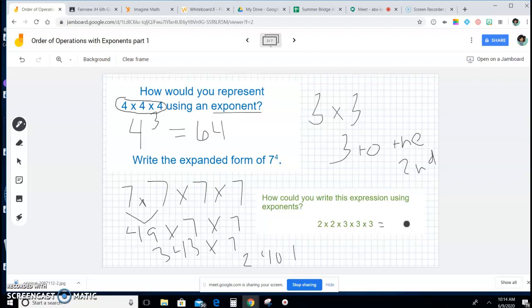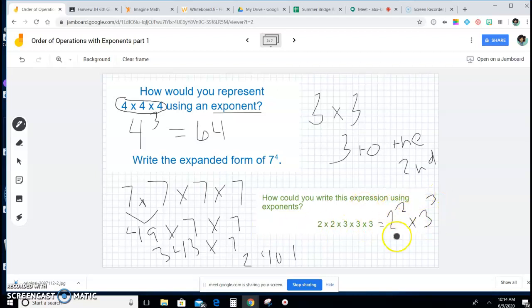I'll show you what that is for this one, because I'm going to give you some other ones later. So 2 times 2 would be 2 to the 2nd power, times 3 times 3 times 3. So that would be 3 to the 3rd power. So 2 to the 2nd power times 3 to the 3rd power. So basically I'm taking this expanded form and changing it to exponential form.